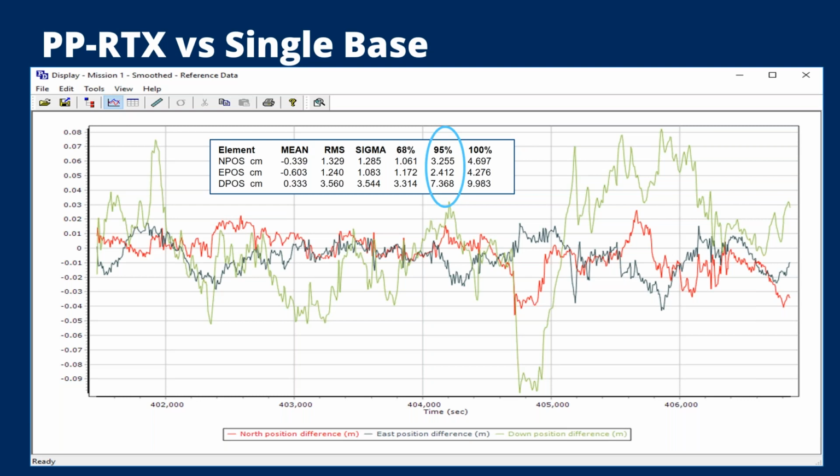Here we can see that at 95%, the separation is over 7 centimeters in the vertical alone, and also over 3 centimeters and 2 centimeters in the north and east. So that's quite large. Let's quickly flip over to the next slide to have a look at why that might be the case.